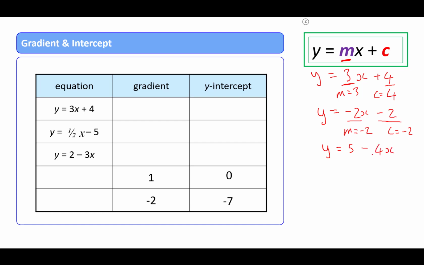Now let's try this one. y equals 5 minus 4x. It's not quite in this form, but this has just been swapped around here. It's just been swapped around, right? So nothing to be worried about.